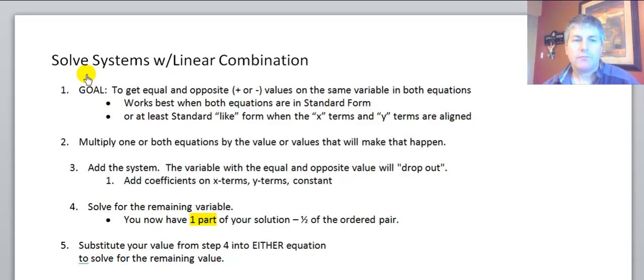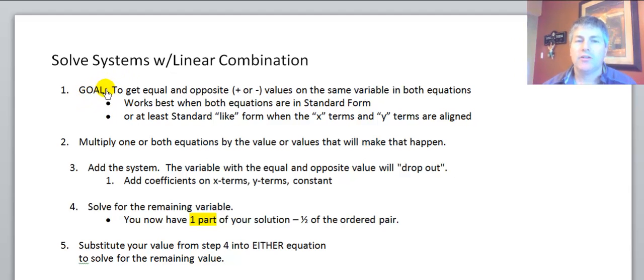Welcome back. Today we're going to talk about solving systems of equations using linear combination, also known as the elimination method. This is a method in which we add our two equations together, or even possibly subtract them, so that one of the variables gets eliminated, or as some people like to call it, the dropout method, because one of the variables will drop out.